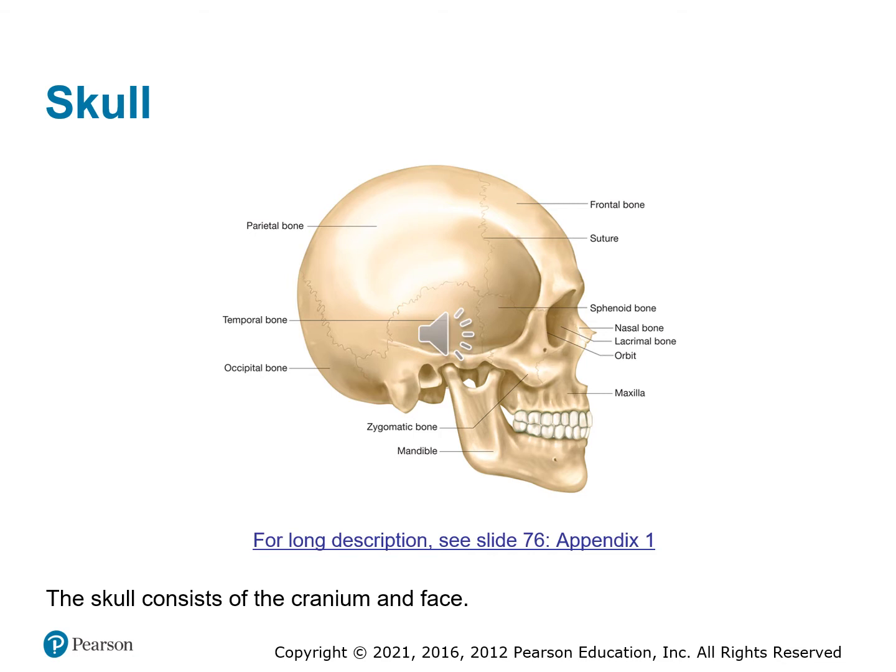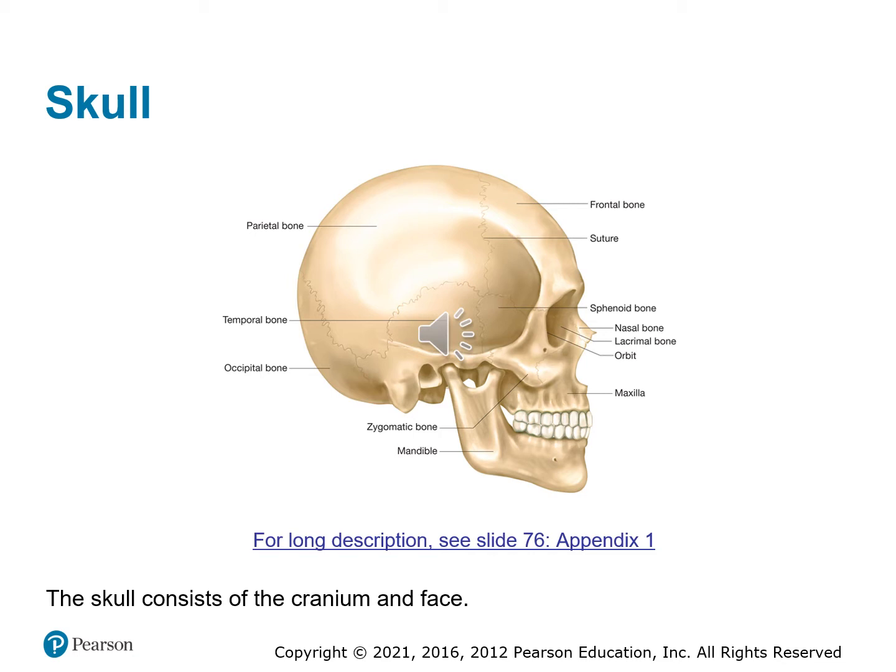Okay, here is a side image of the skull. You'll notice the mandible is the lower jaw and the maxilla is the upper jaw. We have each eye orbit, and underneath that orbit is the zygomatic bone, and this is really kind of like your cheekbone, if you will.